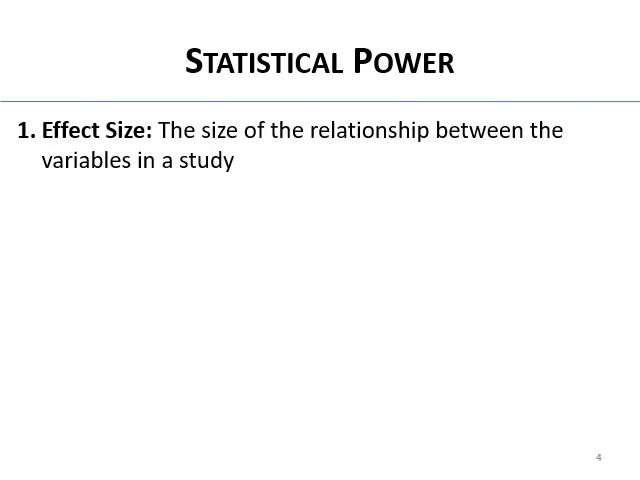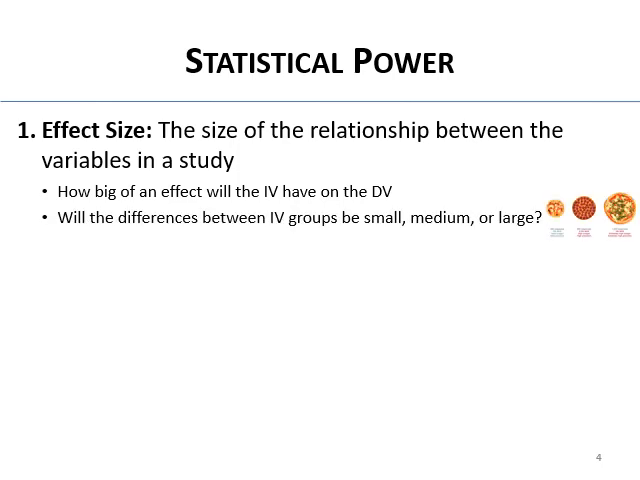So number one, your effect size. That is the size of the relationship between the variables in your study. So how big of an effect do you expect in your study? How big of an effect do you think the IV is going to have on the DV? Will the differences between the IV groups be small, or will they be medium? Or are they going to be big?